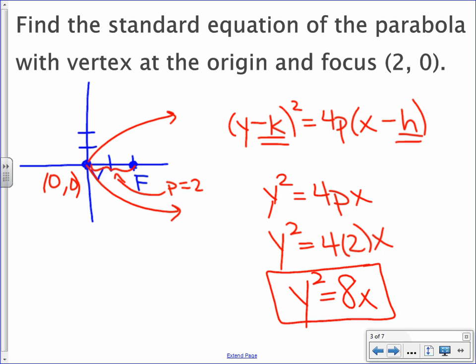Okay. Now Morgan said positive 2. Are we sure that it's not a negative 2 for p? You're saying it is. No. Okay, why? Because it's moving up and to the right. Okay, when we open right, p is positive. Excellent.